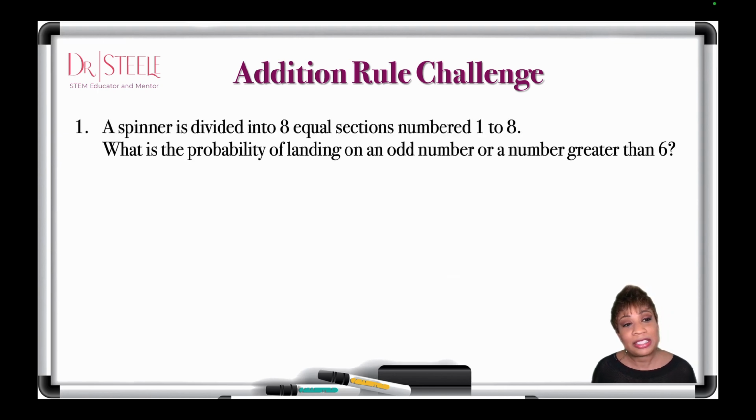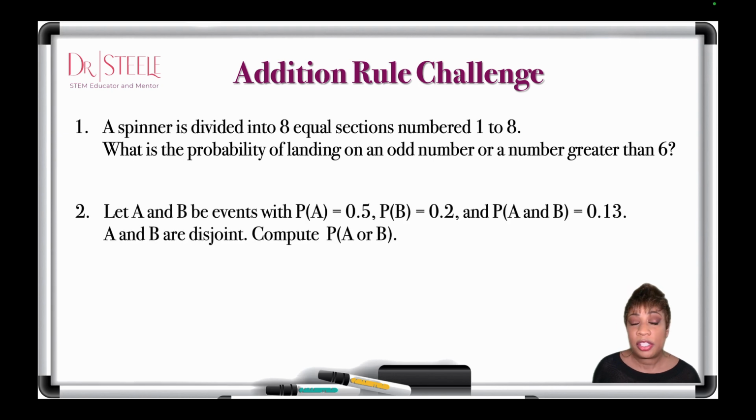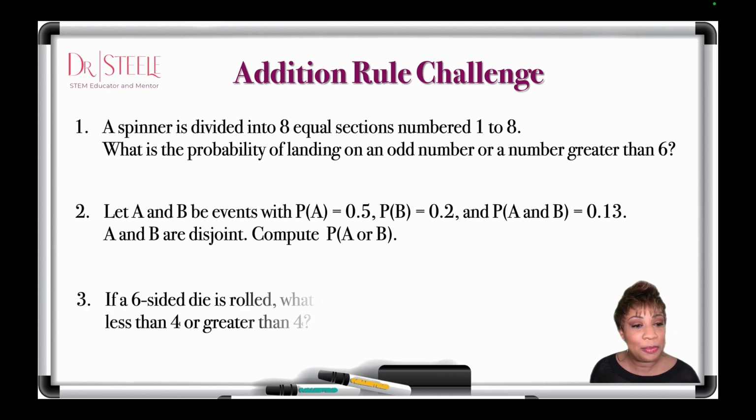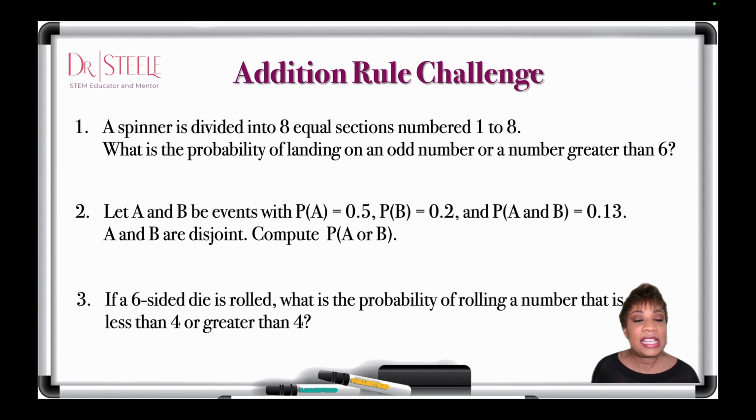All right, first question. A spinner is divided into 8 equal sections numbered 1 to 8. What is the probability of landing on an odd number or a number greater than 6? Question 2. Let A and B be events with probability of A is 5/10, probability of B is 2/10, and probability of A and B is 13/100. A and B are disjoint. Compute the probability of A or B. And question 3. If a 6-sided die is rolled, what is the probability of rolling a number that is less than 4 or greater than 4?